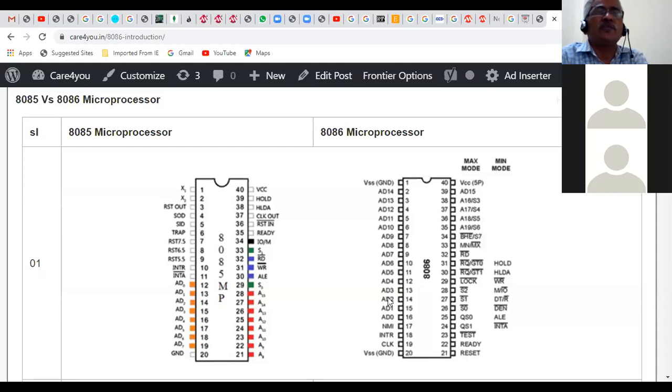So now you have a clear idea about the pins. Then we can go and discuss the different pins of the 8086. There are two more pins, ready pin. You also have a ready pin here. You have a reset. You also have a reset pin here. Then you have a VCC, that is VSS ground.